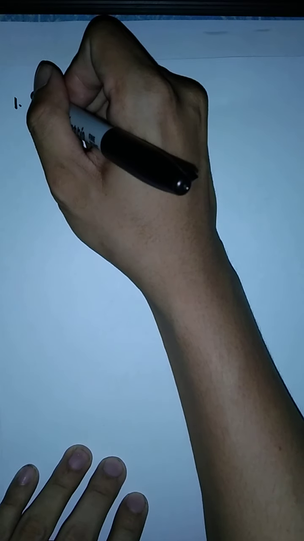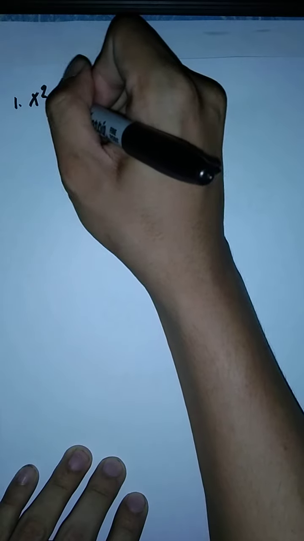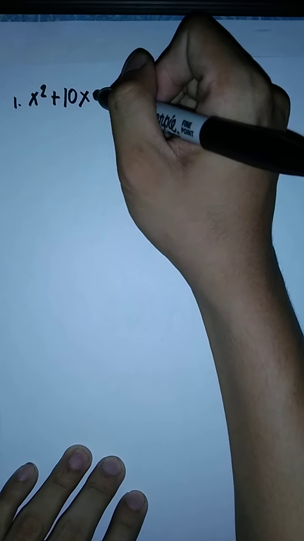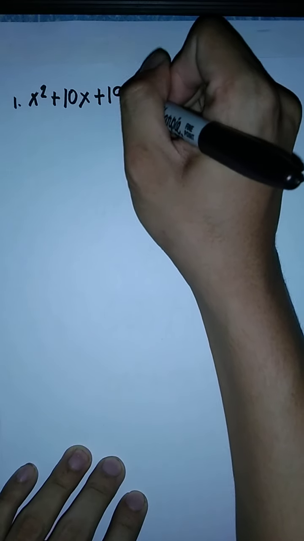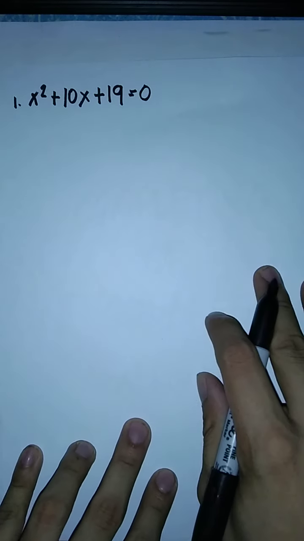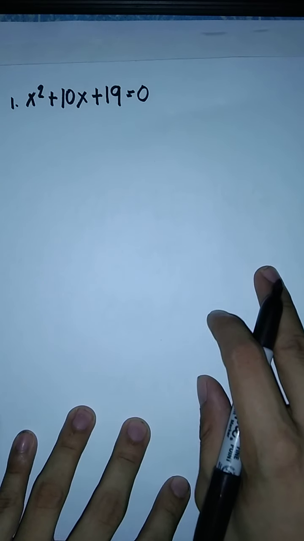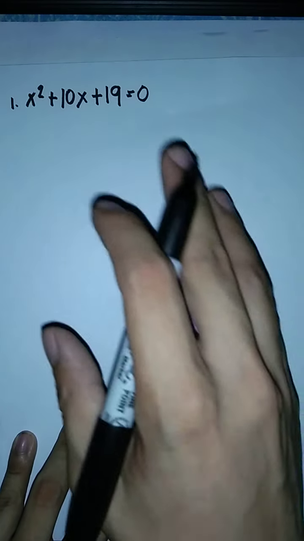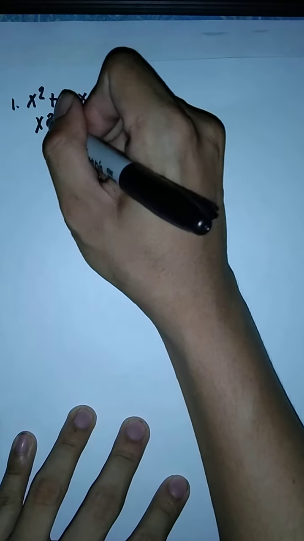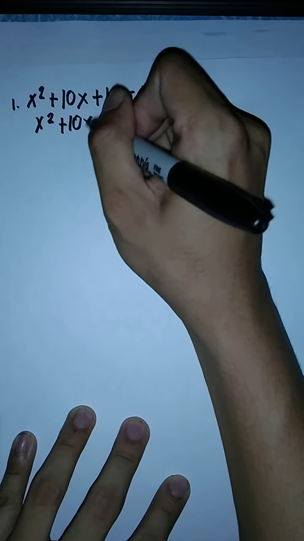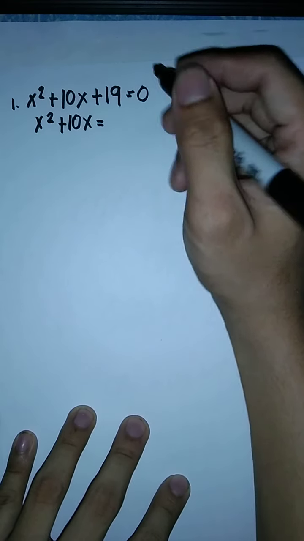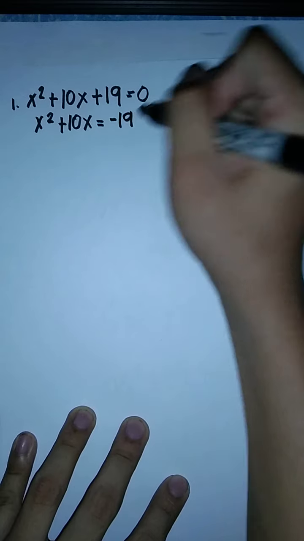So, yung pang-una natin, we have x squared plus 10x plus 19 is equal to 0. So, all we have to do is to extract lahat yung ating numerical coefficient papunta sa right hand equation natin. So, we will have x squared plus 10x is equal to, since meron tayong positive 19, i-transpose natin sa kabila. So, we will have negative 19.